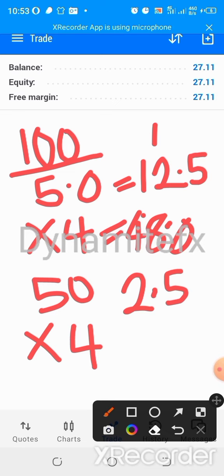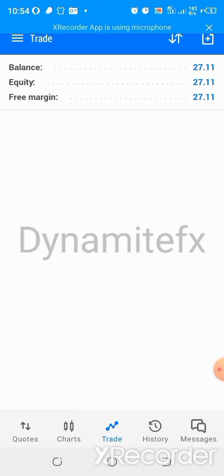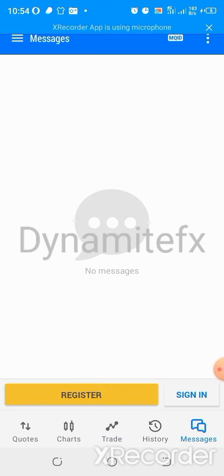You are definitely going to have 48 or 50 divided by 2. That is, you're going to have $25 every day. A good way to grow your account, guys. This is 4 times trading gives you 50% profit of your account every day.